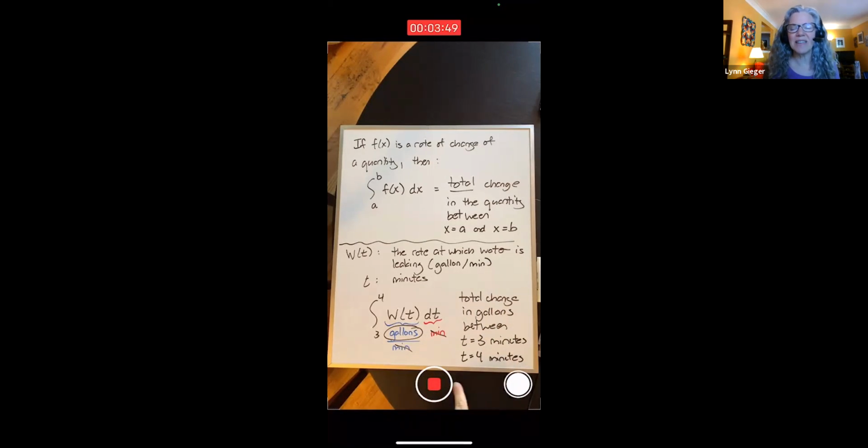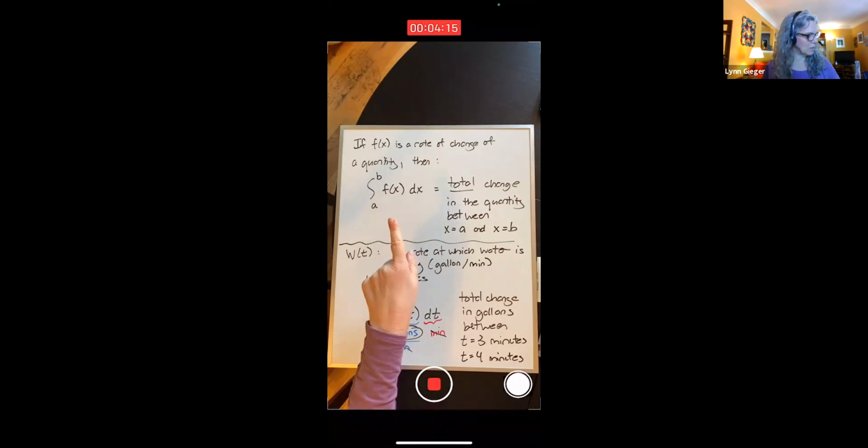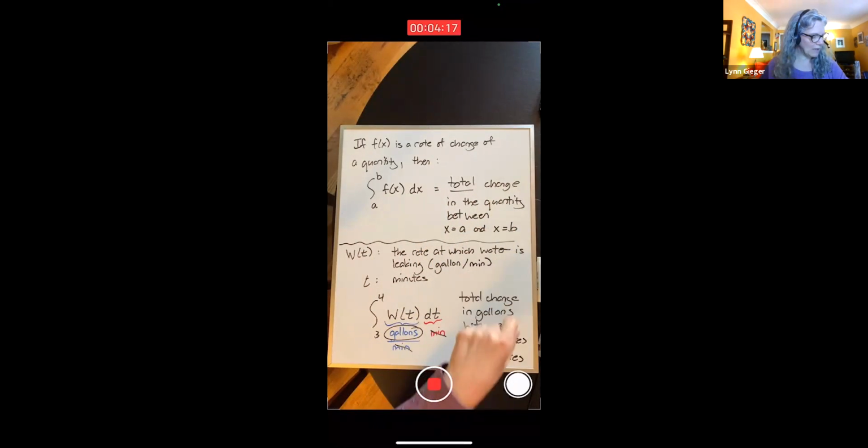But it's good to have a template that you can work from, because then once you put it in that sometimes occasionally awkward template, you can translate it into words that make a little bit more sense. But again, this ability to see the dt itself as having units that cancel with the denominator units of your rate of change function, that's what gets you to your quantity, because f of x is a rate of change of a quantity, and we're getting just the total change in the quantity here. So this would be the total change in gallons between t equals 3 and t equals 4 minutes.